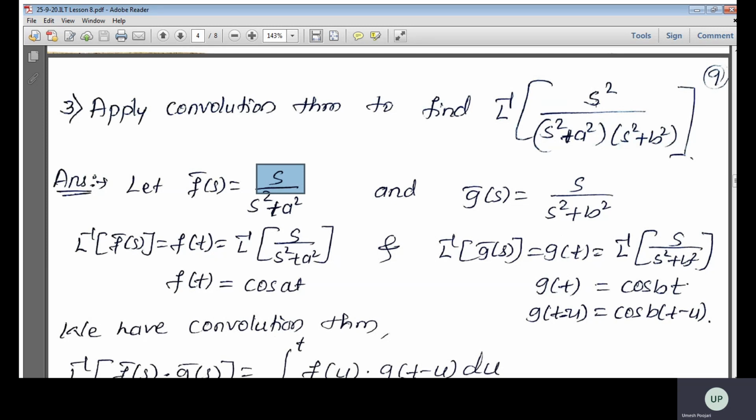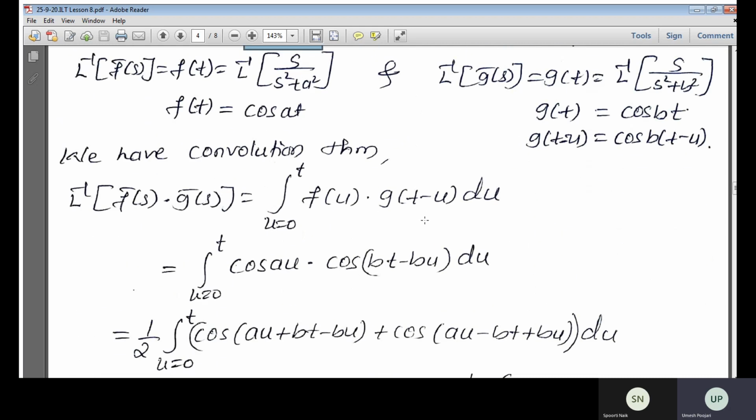So what we can do is assign one s to f bar of s and another s to g bar of s. Then both f bar of s as well as g bar of s are in standard form. L inverse of s by s square plus a square is cos at, and L inverse of s by s square plus b square is cos bt. So then f of t is cos at and g of t is cos bt. Now we shall use the convolution theorem.